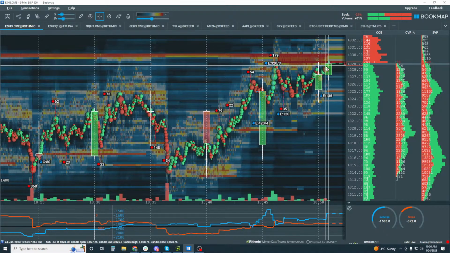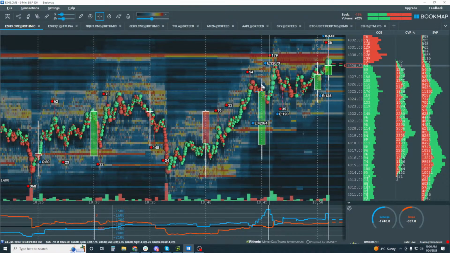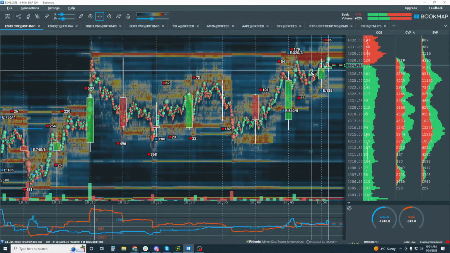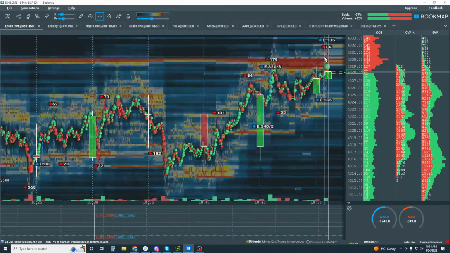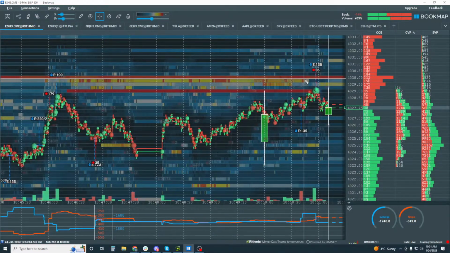Okay, candlesticks look good. Everything's looking good. Okay, makes sense. Now here's a way to kind of protect yourself. This is high liquidity up here. That's your target. Take some off.